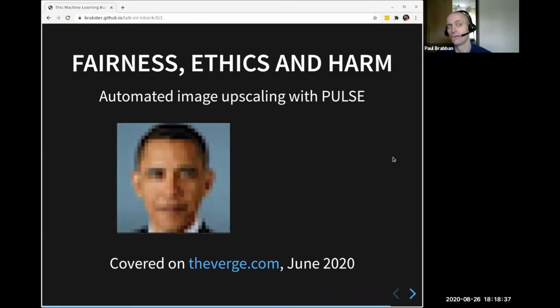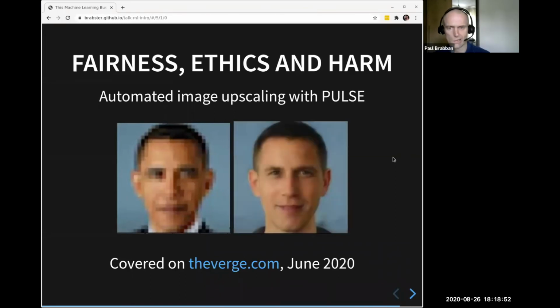So we can do that now with machine learning. But that didn't quite work out the way many people would have expected it to. And this was covered in June 2020. So we can all see this is a picture of Barack Obama pixelated. If we use this PULSE image upscaling model, that's not Barack Obama.